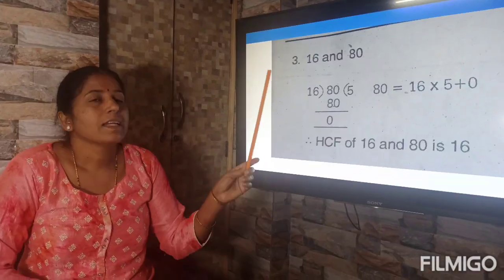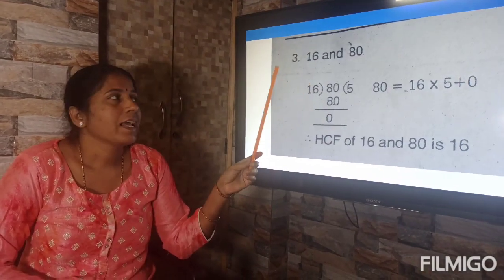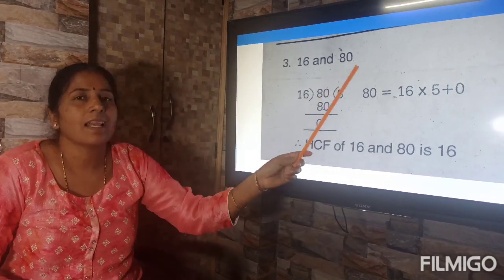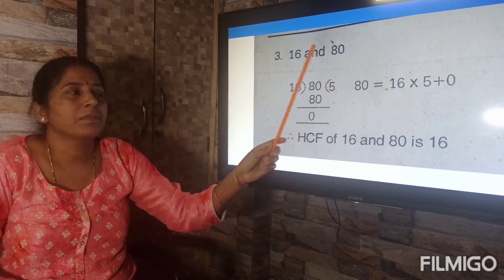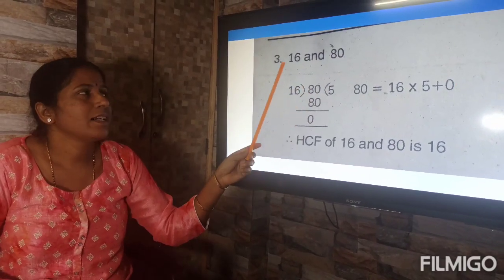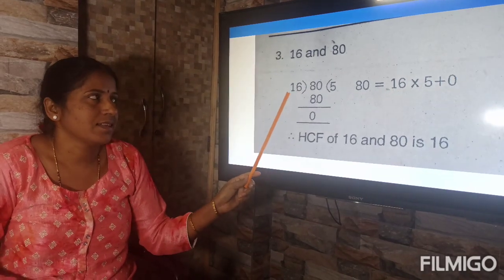Find the HCF of the given two numbers. Students, next we have to find the HCF of the given two numbers. Here the given numbers are 16 and 80. In these two given numbers, I have to take the bigger number as the dividend and the smaller number as the divisor.